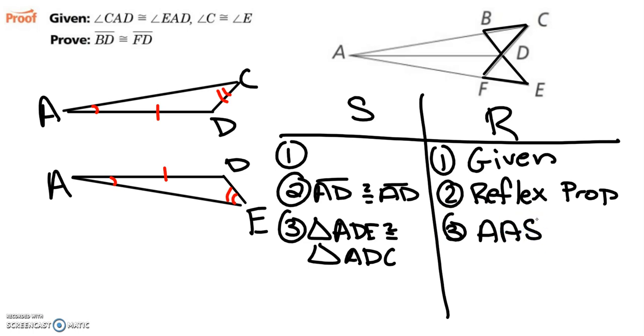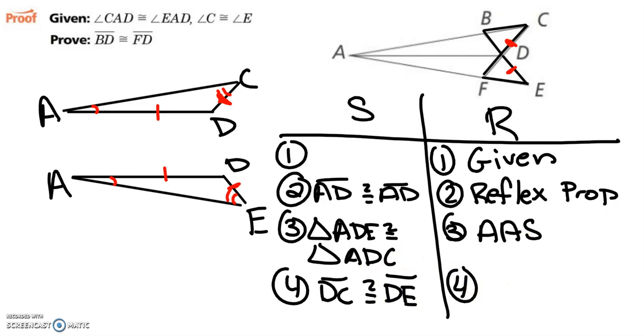Now once these are congruent to each other, I can start rattling off pieces of congruent corresponding parts, like DC is congruent to DE. Since I've already proven these triangles are congruent, that's just CPCTC. I've also already proven these angles down here were congruent to each other. C is congruent to E because that was given to me. Now I'm focusing in over here because that's where BD and FD are part of.